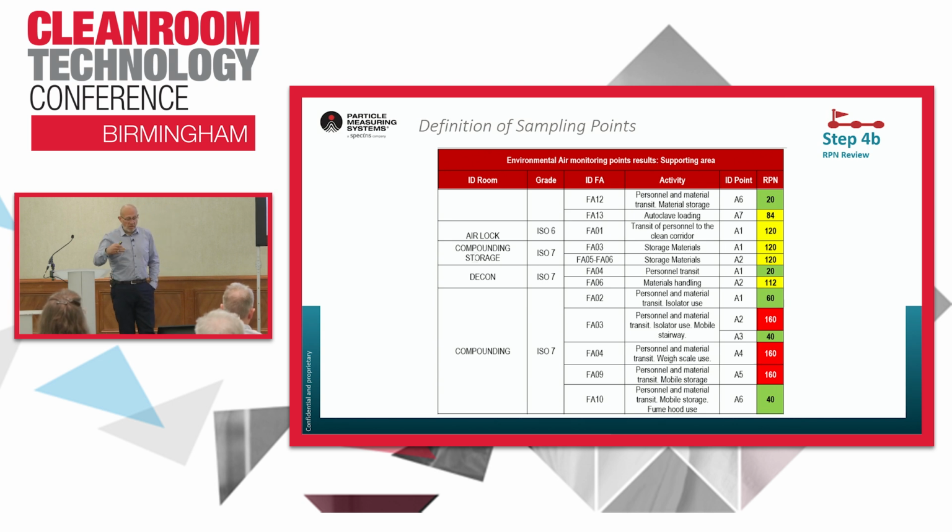Again, we can go back to our risk assessment and get into individual points within a functional area and look at the higher scoring ones. Where we're getting the high scores, that's where we'd most likely want to put a sampling point if we can do so.